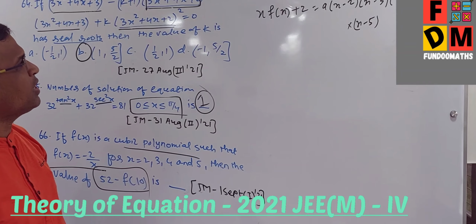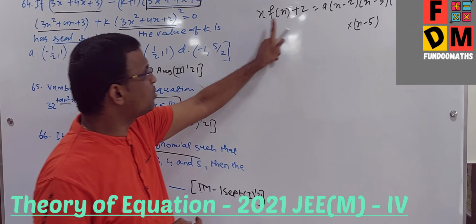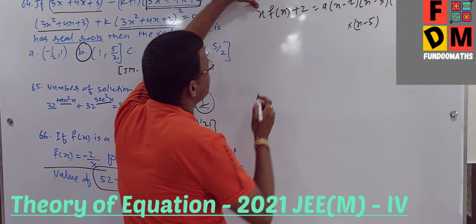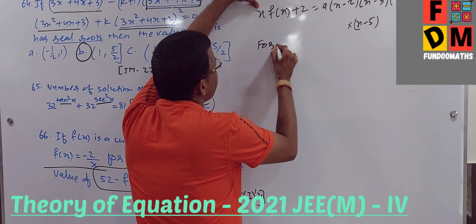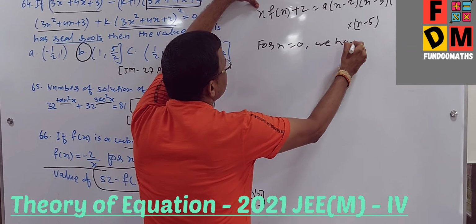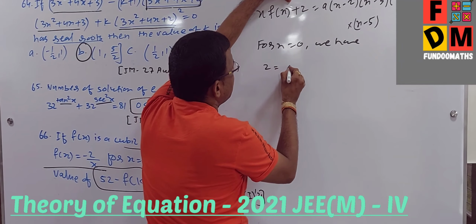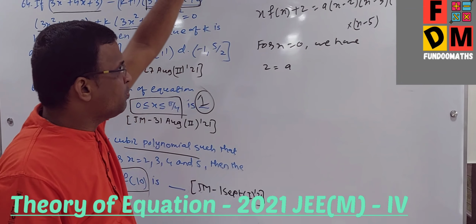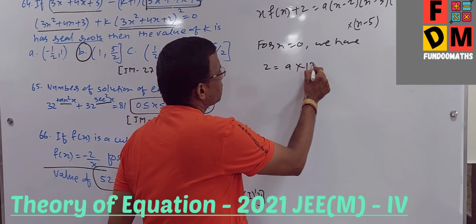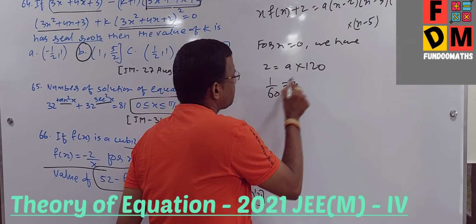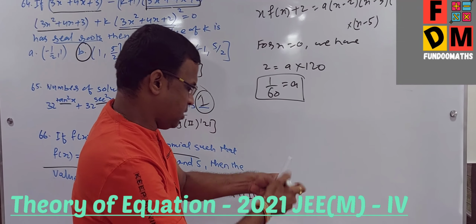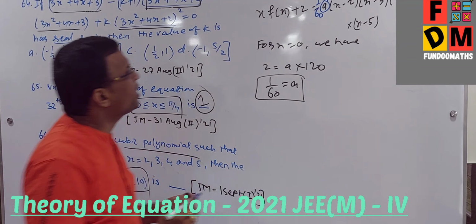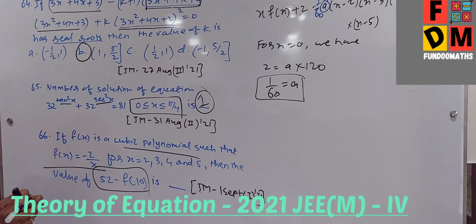Fine. So what can I do? Can I take x equal to 0 so that I will get the value of a? Yeah, I will get the value of a if I put x equal to 0. So for x equal to 0, this is 2, this is a, so it will be minus 2, minus 3, minus 4, minus 5. 4 negatives become positive, 120. So a will be 1 by 60. So can I change here directly that the value of a is 1 by 60? What else can we have?